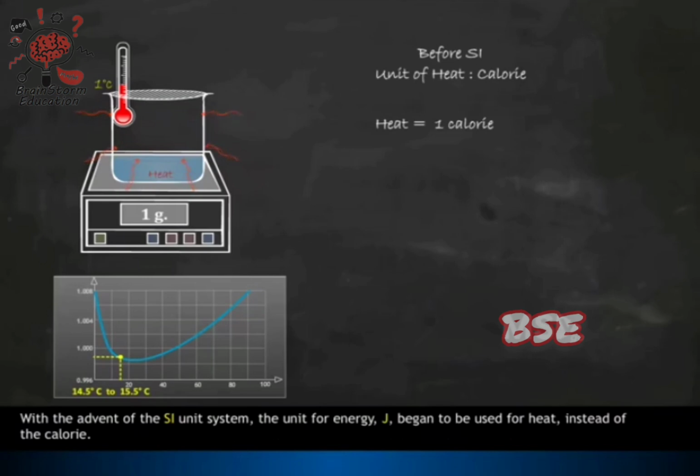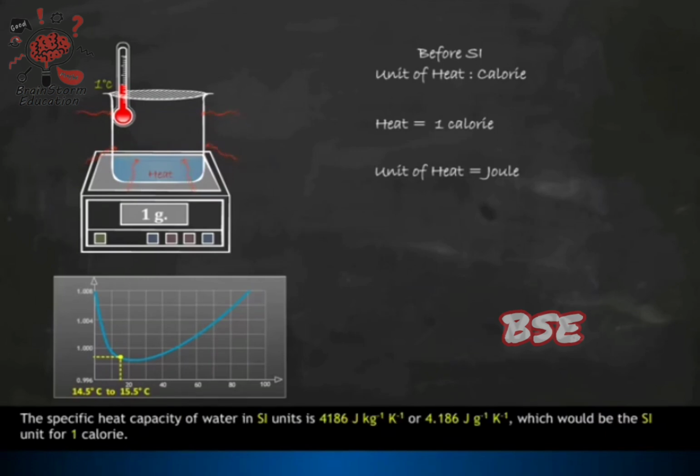With the advent of the SI unit system, the unit for energy, joule, began to be used for heat instead of the calorie. The specific heat capacity of water in SI units is 4,186 joules per kilogram per Kelvin, or 4.186 joules per gram per Kelvin, which would be the SI unit for 1 calorie.